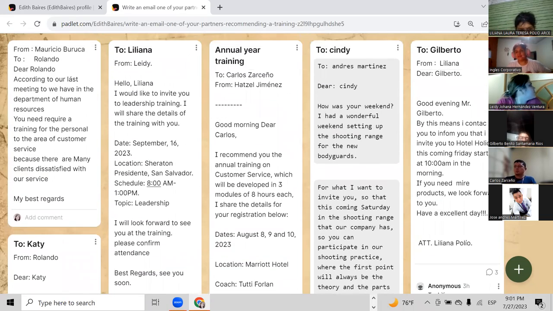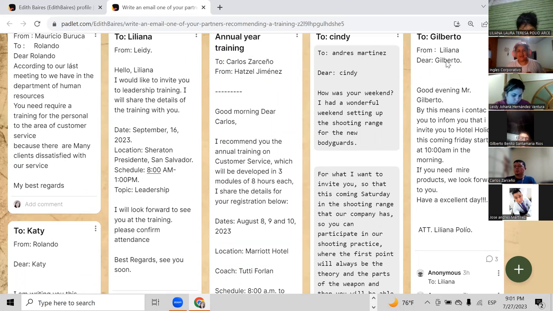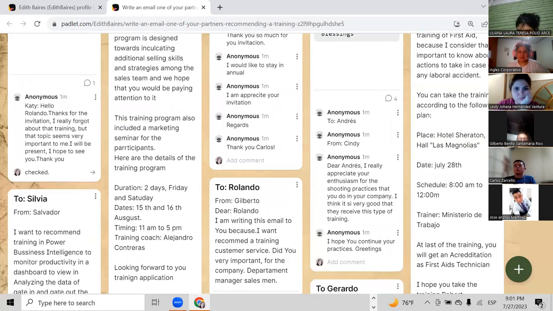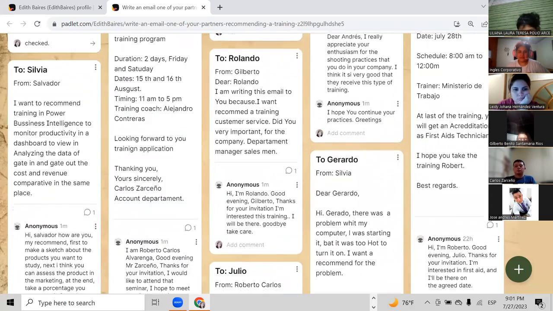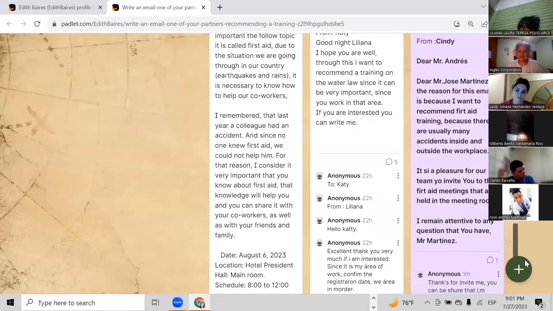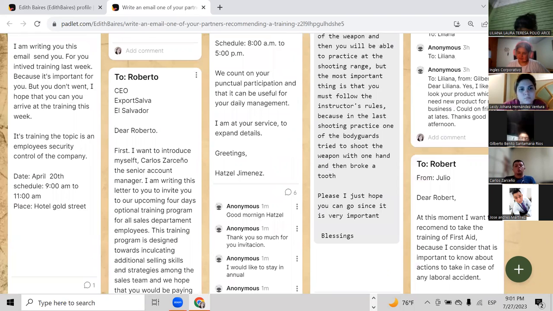Okay. So Gilberto, try to make 5 questions about the email that you received from Liliana. Liliana, you received just from Lady? Or did you receive from someone else? También le contesté a Katy. También le contesté a Lady. Yes, please. And try to write 5 questions, okay? About the emails that you received, Liliana. You received 2 emails. Okay, Gilberto, how many emails did you receive?